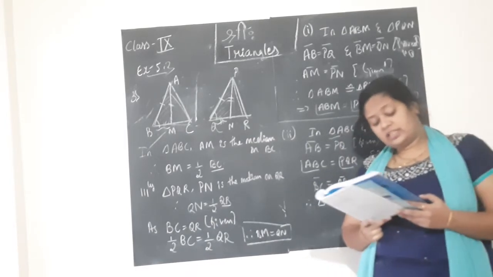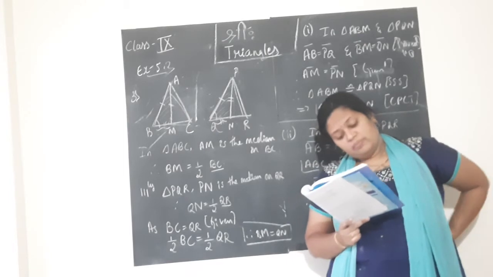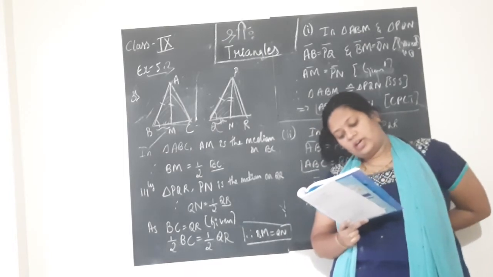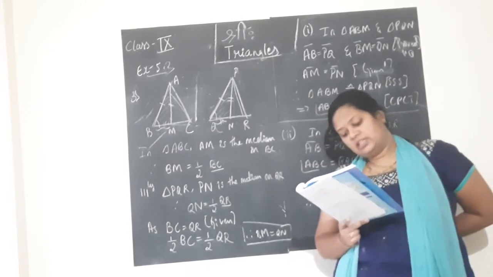Fourth and fifth are there. Fourth one, can you solve? BE and CF are two equal altitudes of a triangle ABC.